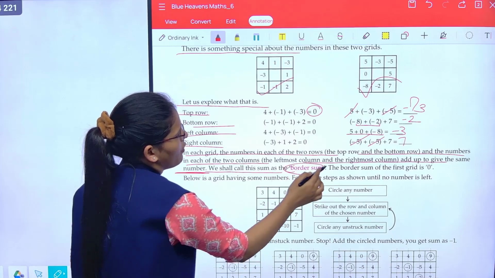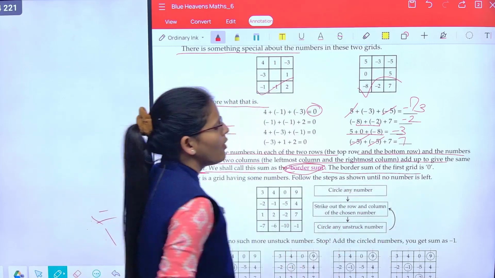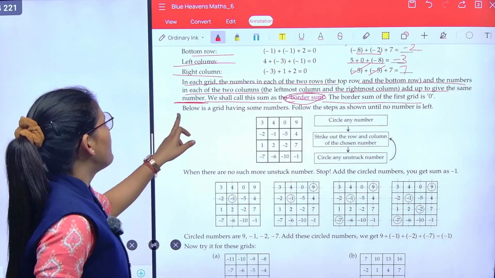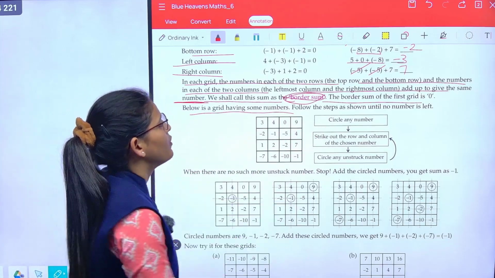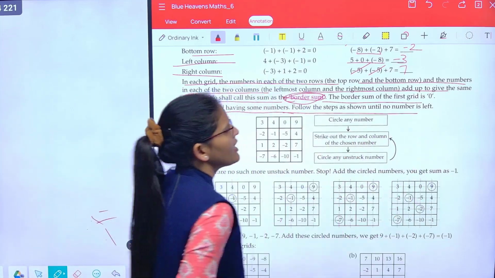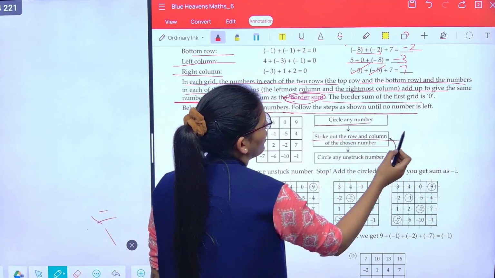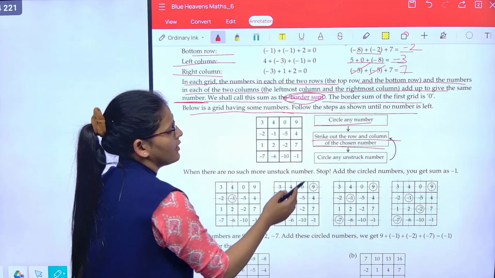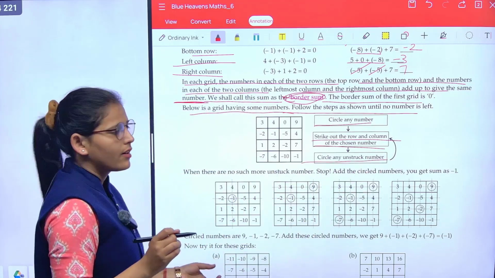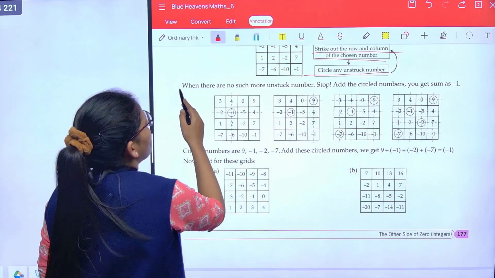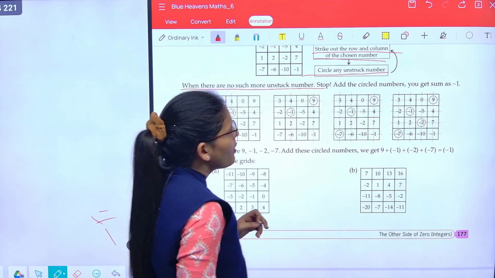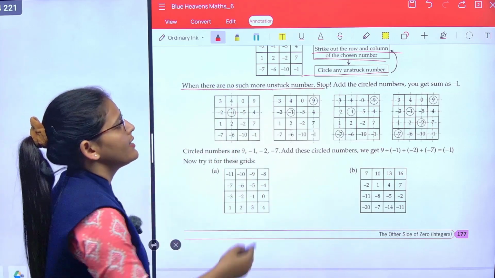The border sum of the first grid is 0. Below is a grid having some numbers. Follow the steps as shown until no number is left. Circle any number, strike out the row and column of the chosen number, then circle any unstruck number. When there are no more unstruck numbers, stop at the circled numbers. You get the sum minus 1.